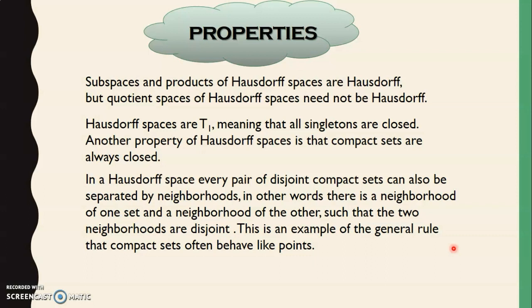In other words, there is a neighborhood of one set and a neighborhood of the other, such that the two neighborhoods are disjoint. This is an example of the general rule that compact sets often behave like points.